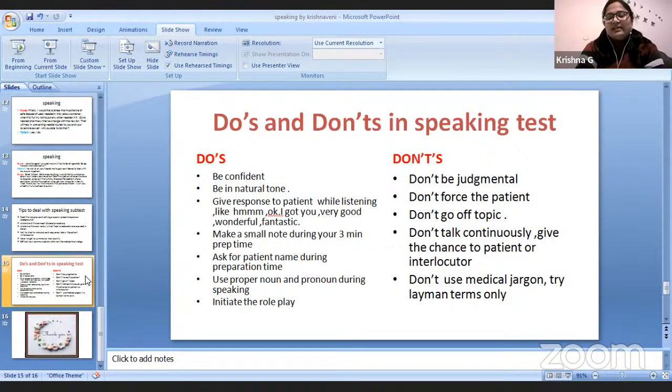So it will create a kind of discrepancy, or you can't really help them with what you want to say to them. So avoid the medical jargon. When you avoid the medical jargon, you can just explain in layman terms or normal terms. So they can ask more questions if they have anything, or they can understand your perspective very easily.